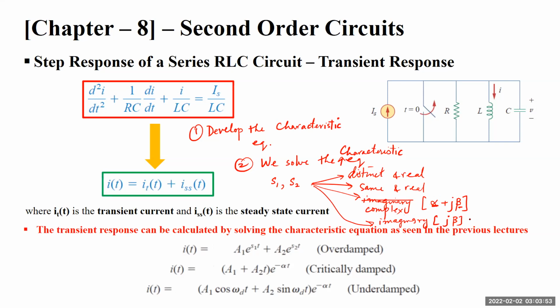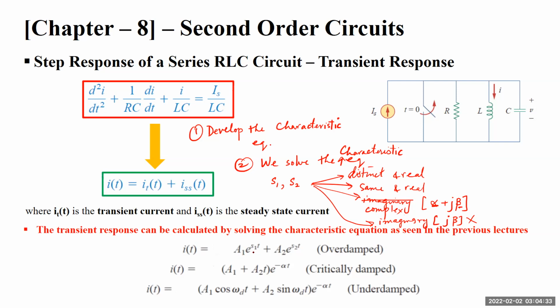In this chapter, we are not concerned with the purely imaginary case, because it gives us oscillatory solutions, and oscillators are not the context of this topic. So we remain with the distinct real, same and real, and complex solutions of our characteristic equation. From these solutions, we have seen that if the roots of the characteristic equation are distinct and real, the transient response looks something like this.